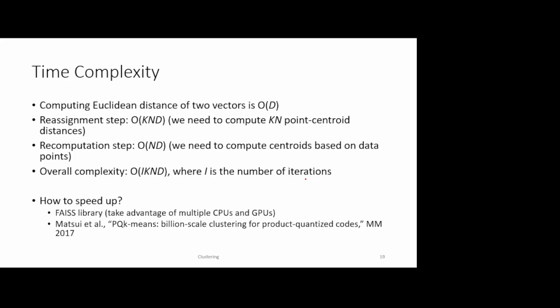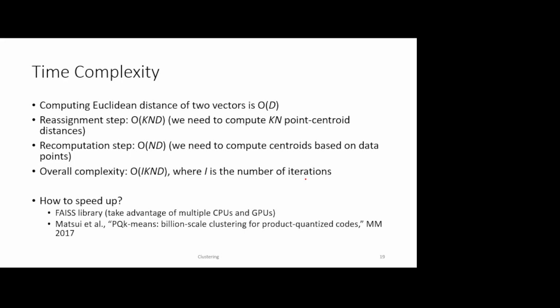But there are some ways to speed it up. You can use the Faiss library. The Faiss library already provides you one line to do clustering, and it takes advantage of multiple CPUs and GPUs, so you can accelerate it so much. There are also some methods that use PQ, product quantization, a quantization technique, to do K-means. They claim you can do billion-scale clustering.